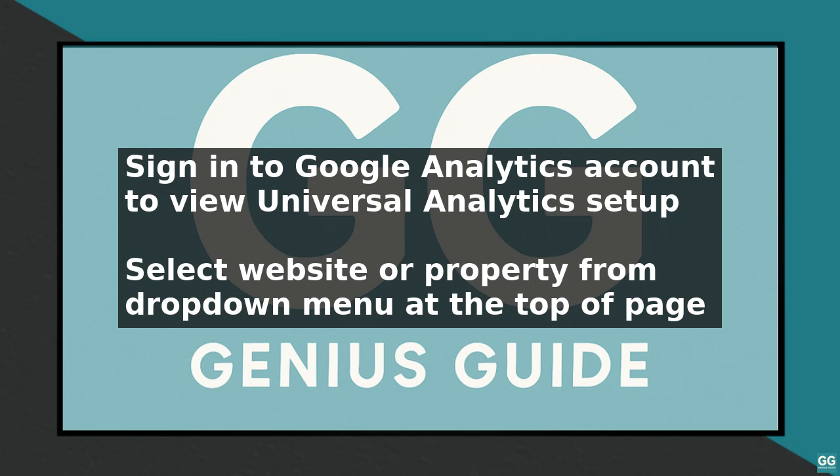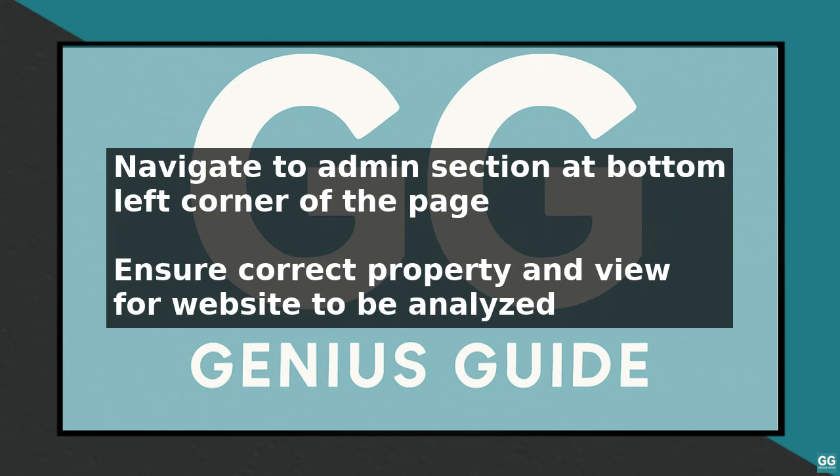Next, navigate to the Admin section, which is located at the bottom left corner of the page. In the Admin section, you will see 3 columns: Account, Property, and View. Make sure you are in the correct property and view for the website you want to analyze.